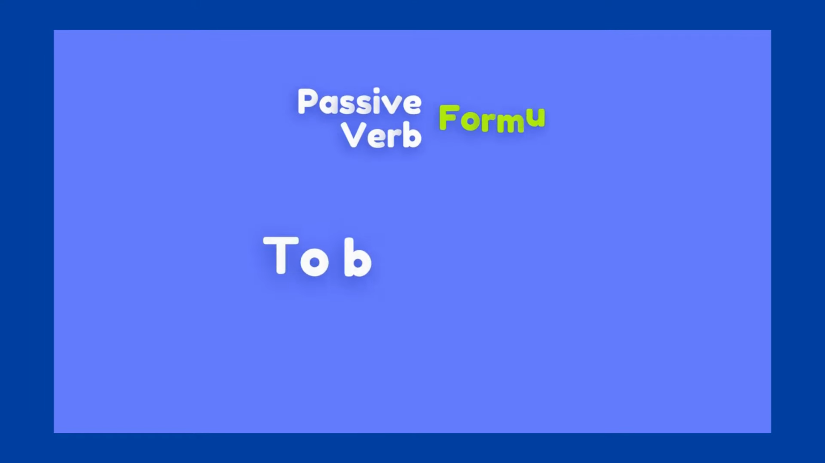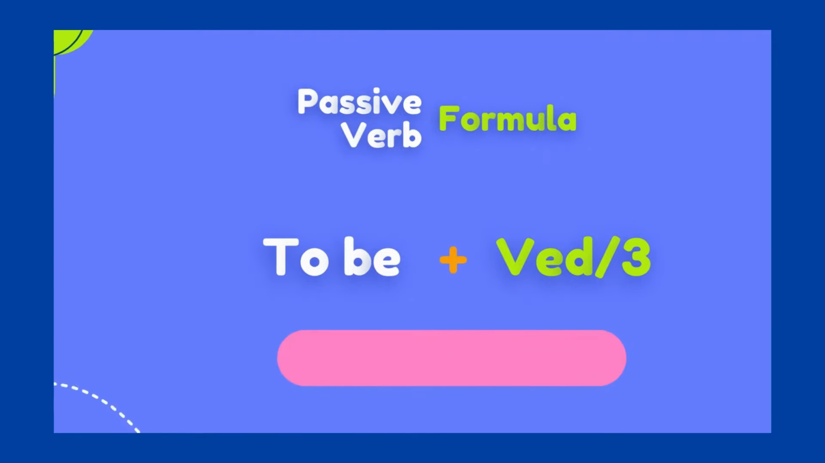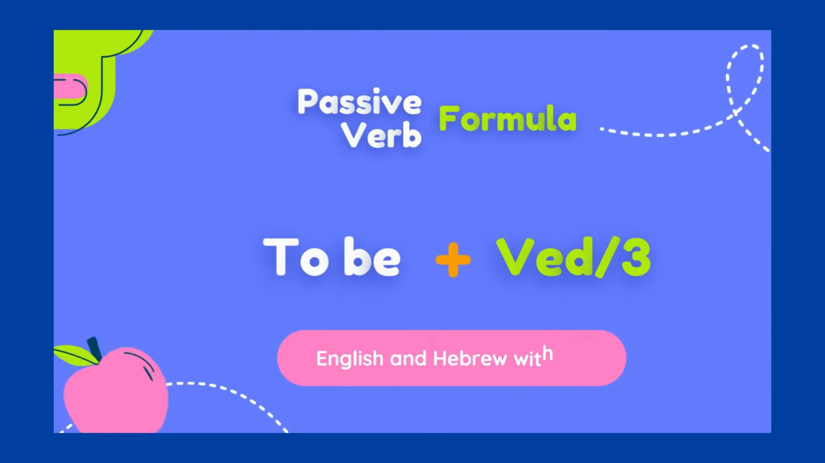So look at the formula of the passive verb. We use to be in the appropriate tense, and the verb. If the verb is regular we add ed. If the verb is irregular we take the third form of the irregular verb.